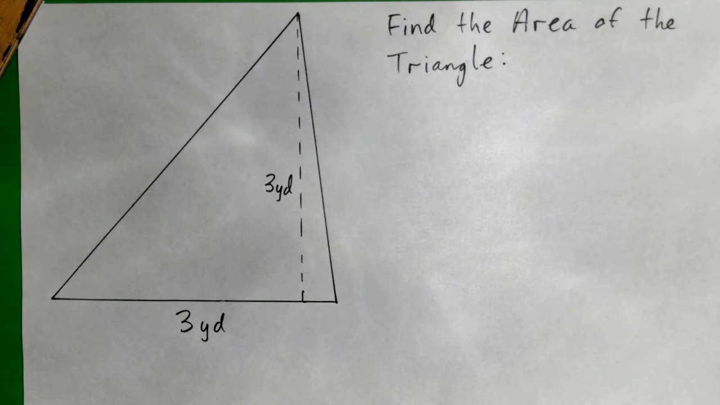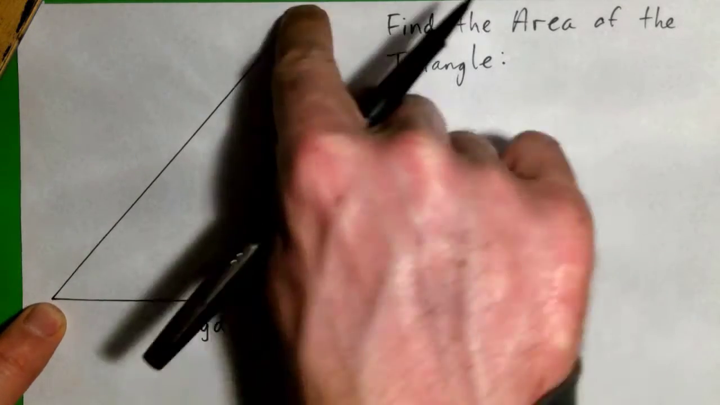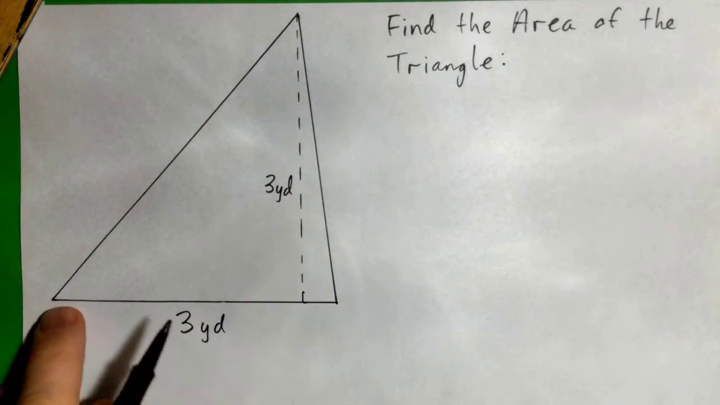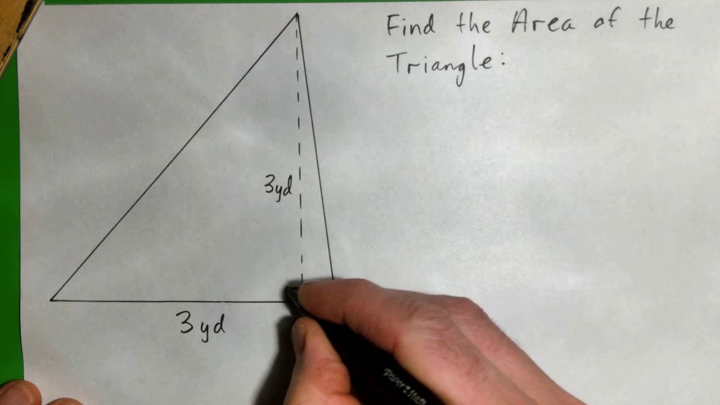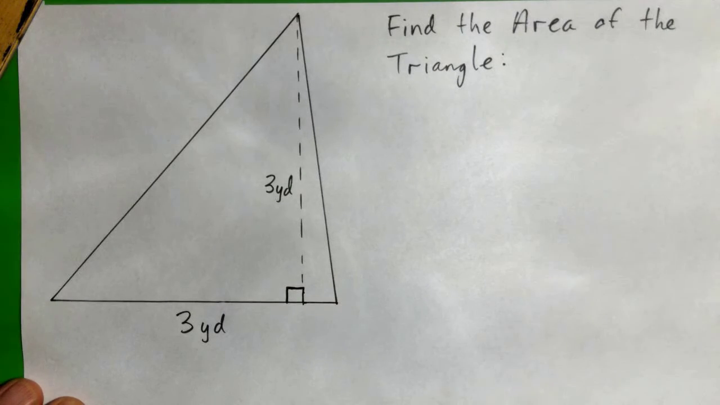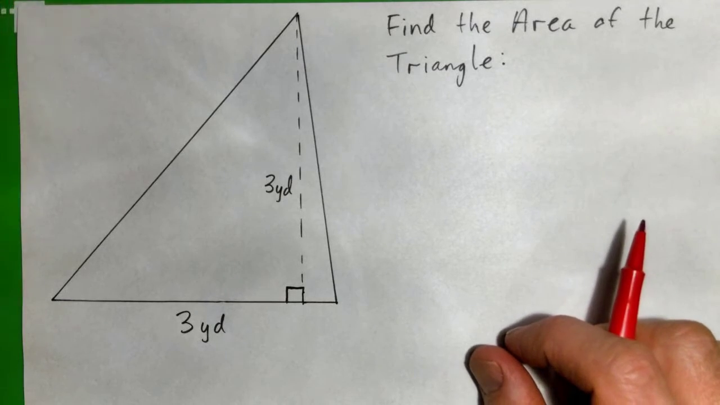Hi everyone, in this video we're going to find the area of this triangle. This is a horizontal line, this is a vertical line, and it meets the horizontal line at a perfect corner, a right angle. The trick with understanding the area of the triangle is to first understand how to get the area of a rectangle. So hopefully you've seen that before.